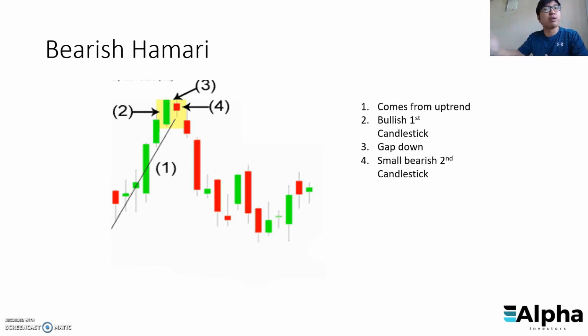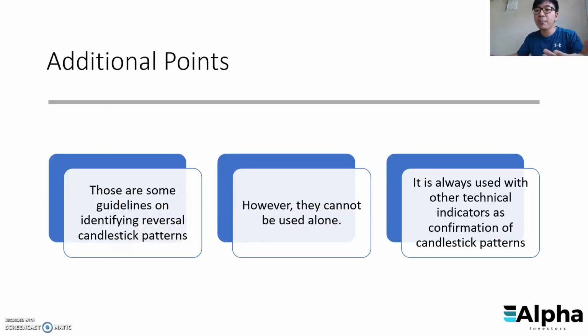Alright, so these are some things you can look out for to help aid your investing or trading decisions better. Now, additional points: these are just some guidelines in identifying reversal candlestick patterns. They cannot be used alone. You must also use other technical indicators like the MACD, the Bollinger Bands, the RSI, the stochastics, etc., to confirm your candlestick pattern, whether the momentum is really true on a downward trend selling off or an upward trend rebounding up. Okay, so a downward trend rebounding up and an upward trend rebounding down.